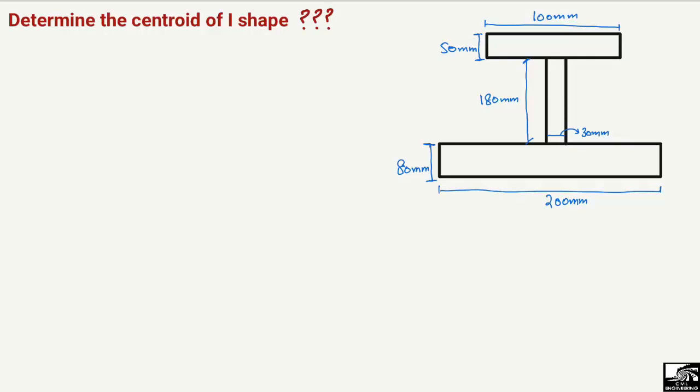In today's lecture, we are going to determine the centroid of this I shape. We can find the centroid of any shape by the simple formula: y bar is equal to the summation of areas times the centroid of each object, divided by the summation of areas. So by this formula we can find the centroid. The I shape centroid will be somewhere here, at this point from the bottom. This will be known as y bar, and we have to find this y bar from the bottom of the I shape beam.